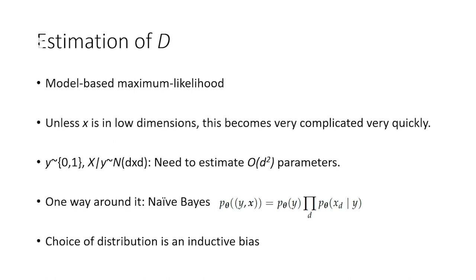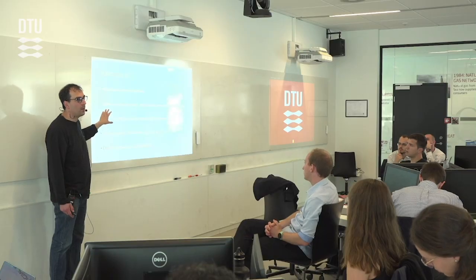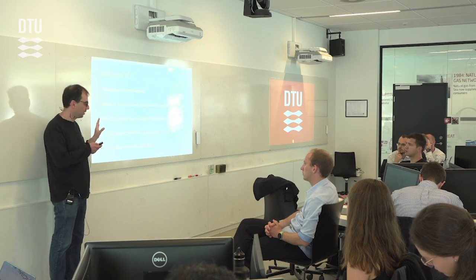So the common solution is to make what's known as the naive Bayes assumption. Basically, this assumption means that you assume that the coordinates are independent. It's a very bad assumption, but it works. Okay, so sometimes it works, and if you make this assumption, then instead of needing O of d squared parameters, you only need O of d parameters, because you assume that the covariance matrix of the Gaussian is a diagonal matrix, and that basically solves your problem. So this is how you would estimate d, and there are many ways to estimate d, and this is not what I want to focus on.